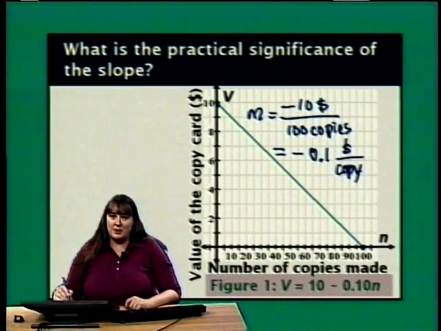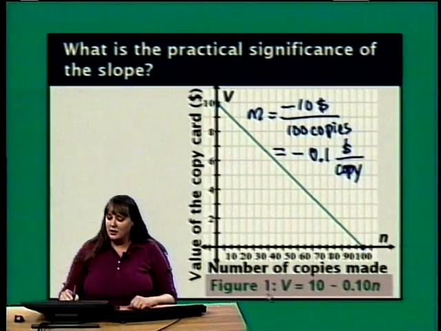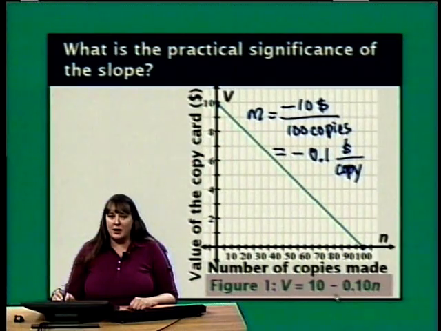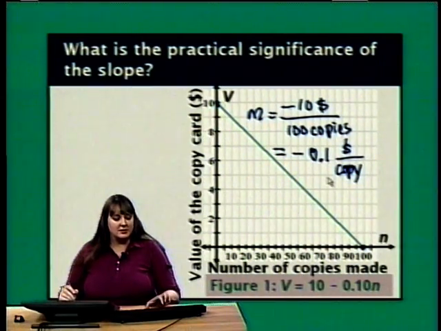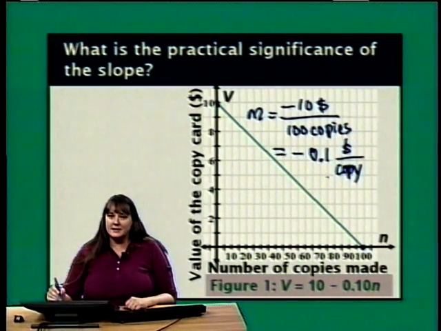Now, if we'd been paying attention, we could have looked at our model. Our figure number reminds us that the model is V equals 10 minus 0.1 N. This model is in slope-intercept form, so the coefficient of N here, the negative 0.1, tells me the slope. Same thing I got by looking at moving from the vertical intercept to the horizontal intercept. So what is this slope telling us?